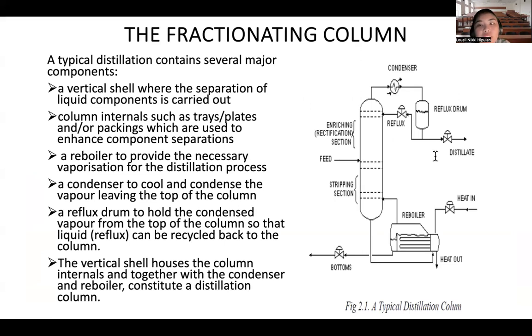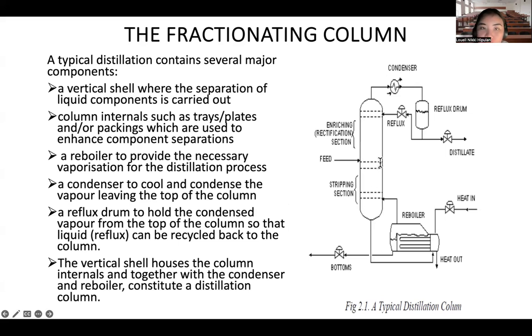So one of the most integral pieces of equipment in the chemical process industry is your fractionating column. It is essentially a vertical shell where the separation of liquid components is based on their boiling points. So you have the key components for your column here. You have your column internals, or the equipment inside your column. One is your column trays, or plates, or packings.